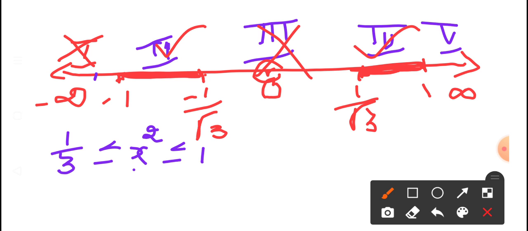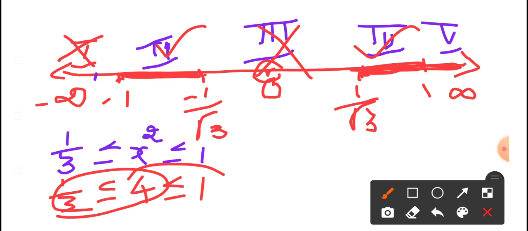And the fifth interval, 1 to infinity, above more than 1. We select 2 and substitute 2 in this place. 1/3 ≤ 2², that is 4 ≤ 1. The first is possible, but this is not possible. This is wrong. So we do not select the fifth interval.